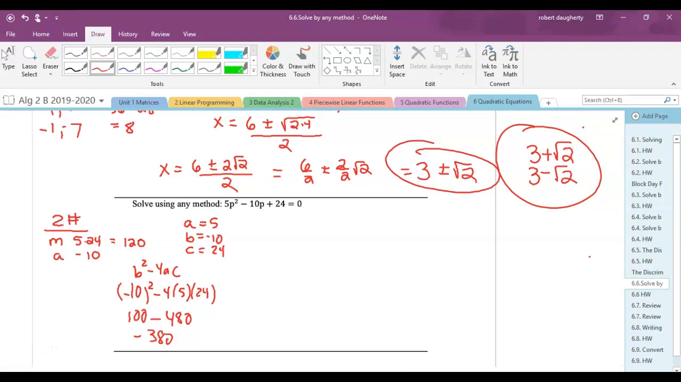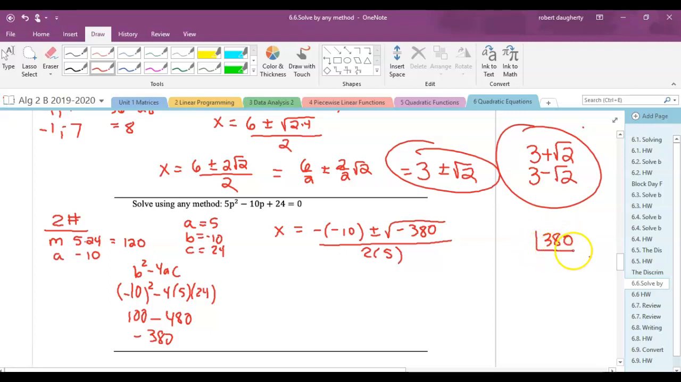So what kind of solutions am I going to get? Complex, okay? So x equals negative of negative 10 plus or minus the square root of negative 380, all of that over 2 times 5, okay? Do I leave it like that? Now I've got to work on this 380 over here. So 380, I know it's divisible by 2. If I divide it by 2, I get what? 190.